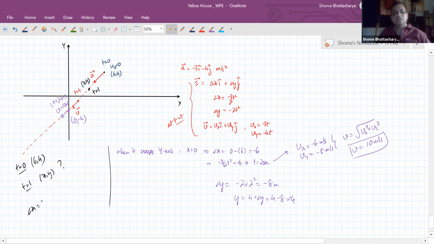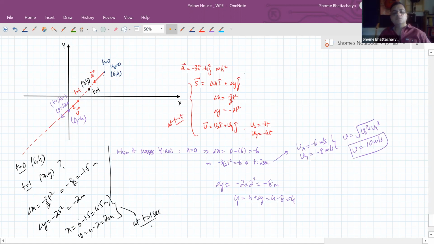Now delta x is minus 3 by 2 t square. So in 1 second, it is minus 3 by 2 or minus 1.5 meters. And delta y is minus 2 t square. So in 1 second, it is minus 2 meters. So you can see x will become 6 minus 1.5, so that is 4.5 meters. And y coordinate will become 4 minus 2, or 2 meters. So therefore, at t equal to 1 second, its position will become 4.5 comma 2 in meters. So that verifies the other option also.